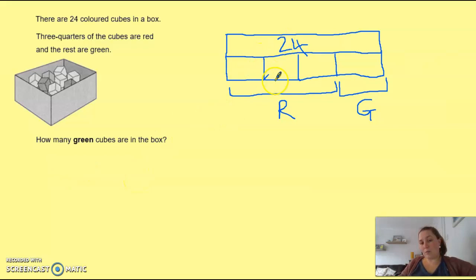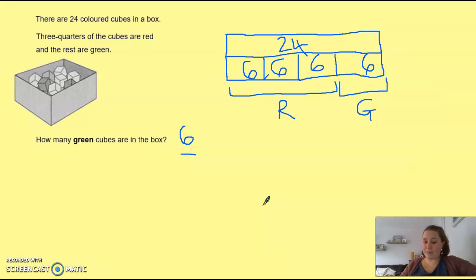So I've got to work out what each little box is worth. To do that, I take the whole 24 and divide it by the number of little boxes I've got. 24 divided by 4 is 6. So each little one is worth 6. And now really visually, I can see how many green cubes I've got. I've got 6 green cubes. You could have worked it out without the bar model, and you might have just worked out that 3/4 was 18 and then taken that away from 24, and that would have been fine too. So 6 is your final answer. I hope that makes sense.